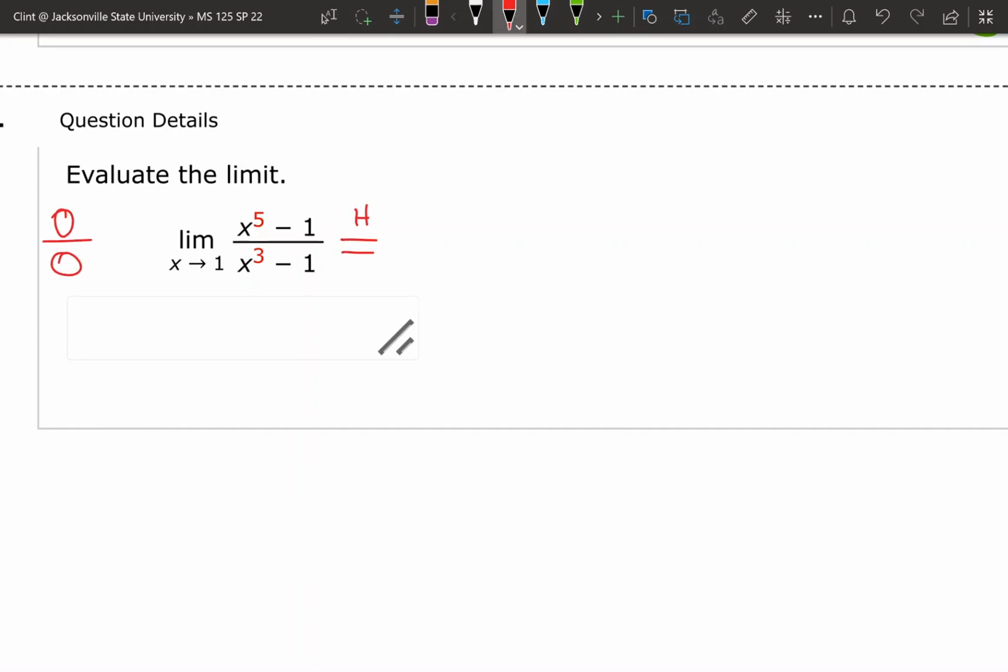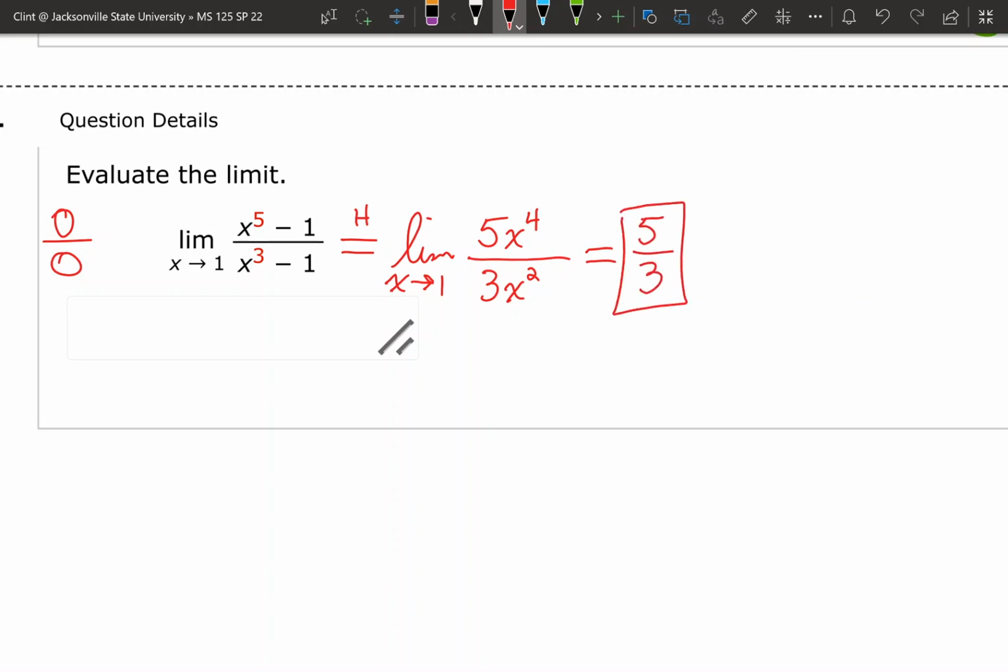So we can use L'Hopital's rule. Derivative is a little easier on this one, so the derivative of x to the 5th, 5x to the 4th, and then derivative of minus 1, 0. On the bottom, the derivative of x to the 3rd is 3x squared. Derivative of minus 1 is 0. We try to do direct substitution now. It works. 5/3. That's 5 times 1 over 3 times 1.